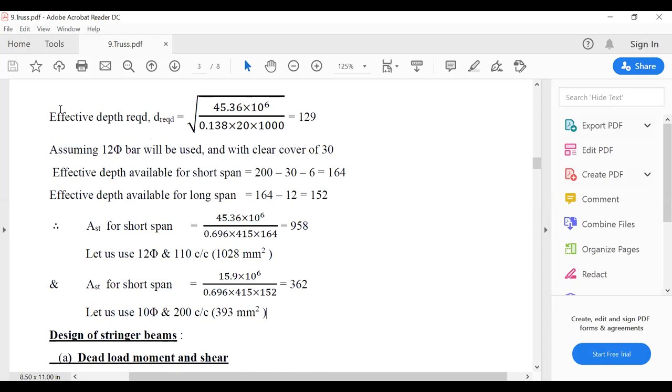Just the effective depth required. Okay, then you assume 12 dia bar. Anyone having any doubt? Assuming 12 diameter bar, then effective depth required, after you decide the diameter of the bar, you get the available effective depth for long span and short span, because there will be two layers of bars, okay?